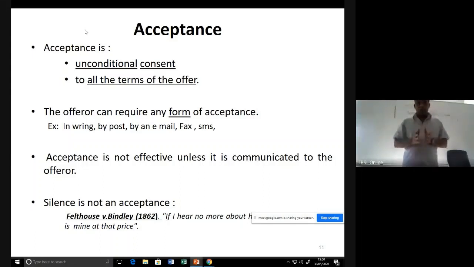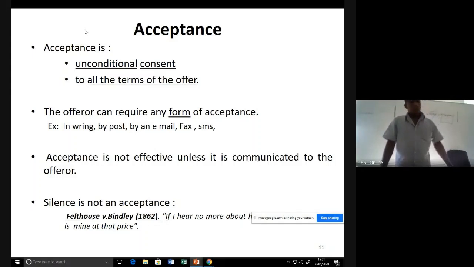If you don't say anything, it is considered as not accepted. If you accept it, you have to accept it and you have to communicate it to the offeror. Then it is considered as completed. So those are the principles applicable to the acceptance of an offer.